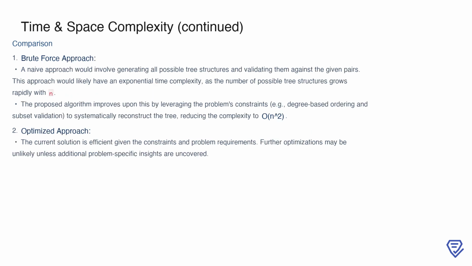Let's compare the algorithm's complexity to a brute force approach. A naive solution would involve generating all possible tree structures and testing each against the input pairs to check for validity. However, because the number of potential tree structures grows exponentially with n, this brute force method would have an impractical time complexity. In contrast, the optimized algorithm leverages constraints like degree-based ordering and subset validation to systematically and efficiently reconstruct the tree. This brings the time complexity down to O(n squared), which is a significant improvement. Given the problem's requirements, further optimization is unlikely without additional insights specific to the problem.